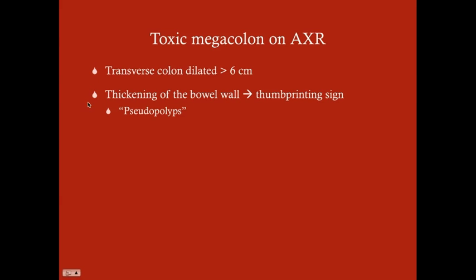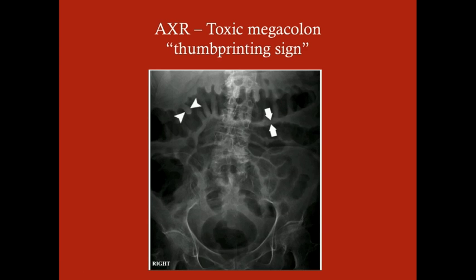So on abdominal x-ray, the things that you're going to look for are a transverse colon, generally dilated to at least 6 centimeters, and then a thickening of the bowel wall, and what that is, is edema of the bowel wall. And it can usually be seen as what's called a thumbprinting sign, or pseudopolyps. Okay, so this is the thumbprinting sign. So what you have here are the haustra of the intestine, and I guess they'd be inflamed, but it's mostly, I think, edema that's causing this. And so there's this thickening here, and so it looks like thumbprints.